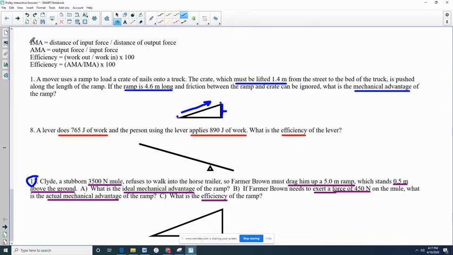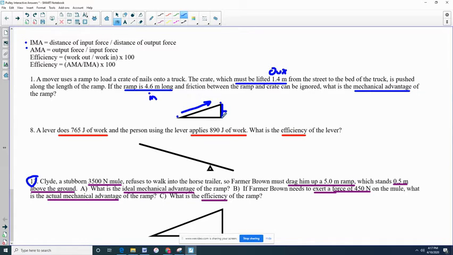So looking up here, you're given two formulas, ideal and actual. The only one that has distances involved is this one for ideal mechanical advantage, the distance of the input force divided by the distance of the output force. So you're going to put your force into this ramp in this direction, and you're going to do it for 4.6 meters. That is the distance of your input force. And what's the ramp going to do for you? It's going to lift the crate 1.4 meters. This is your output distance.